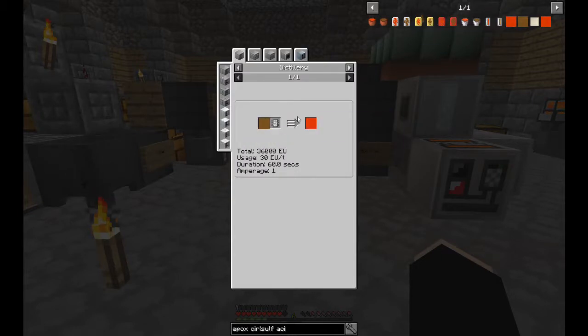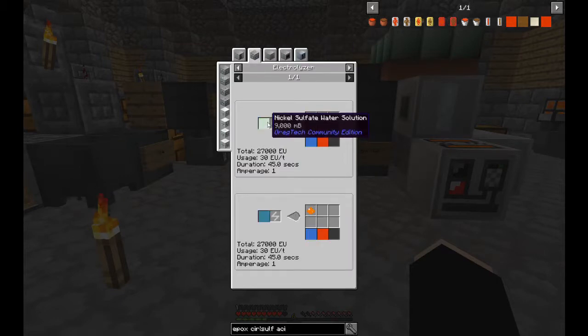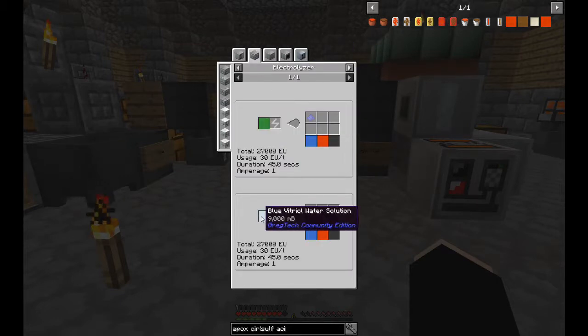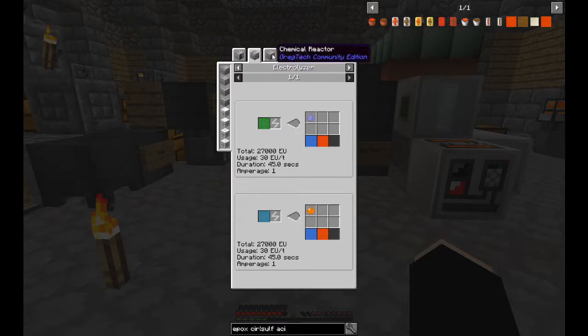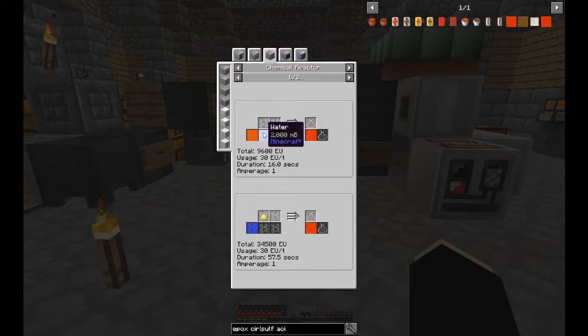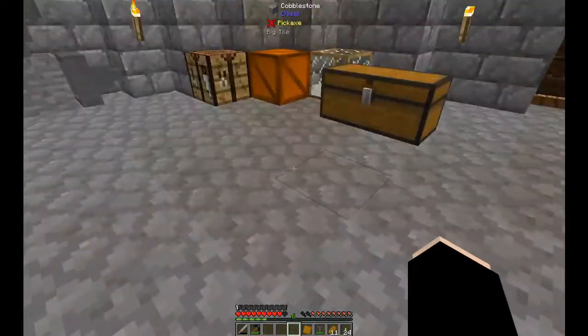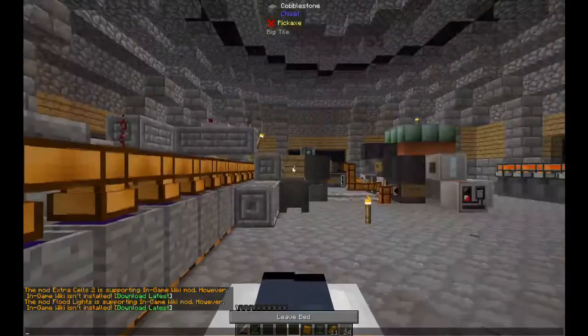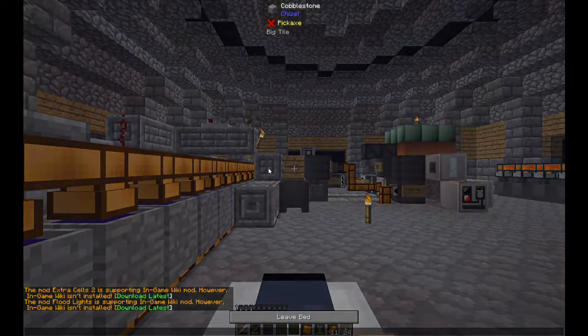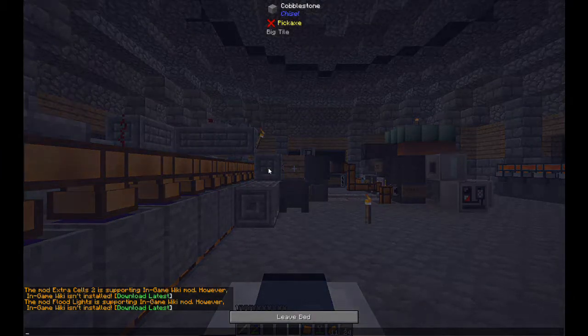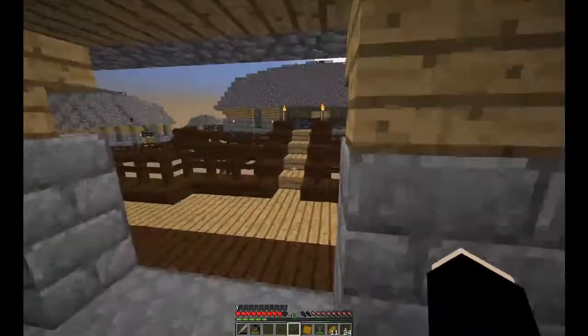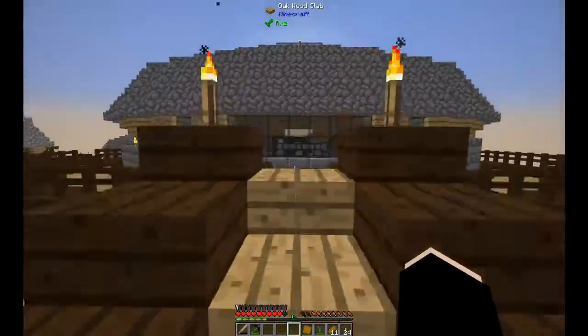Which is diluted sulfuric acid in the distillery, or nickel sulfate water solution, or blue vitriol water solution, or hydrogen sulfide and water, or just water with sulfur dust. That is easy, and that's the 30 EU chemical reactor. Also, let's sleep. So we want sulfur and water. We have that. We have plenty of that, right?